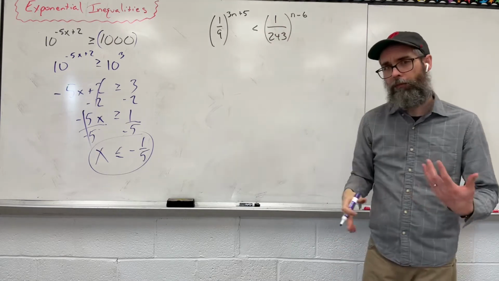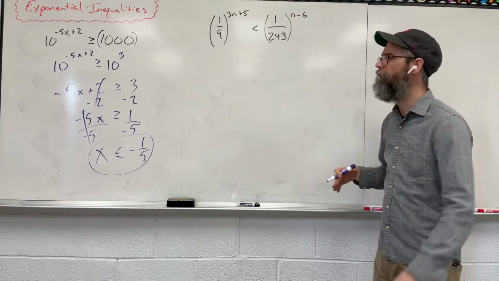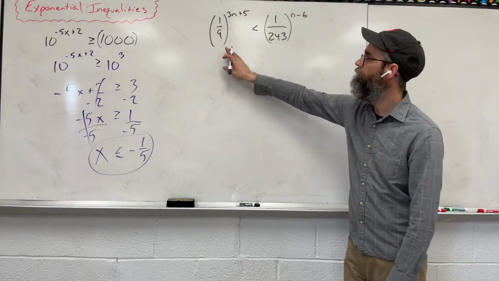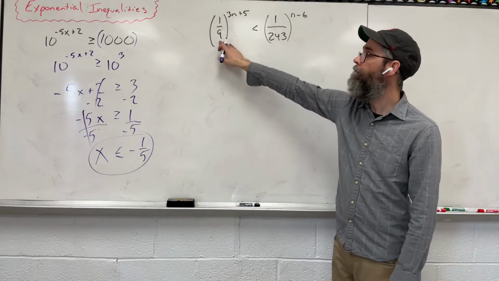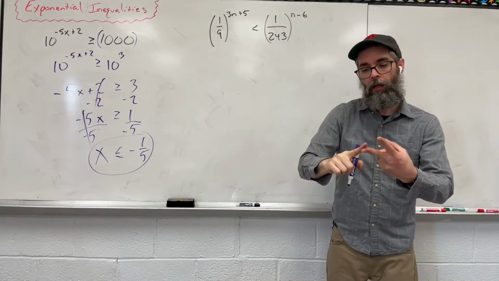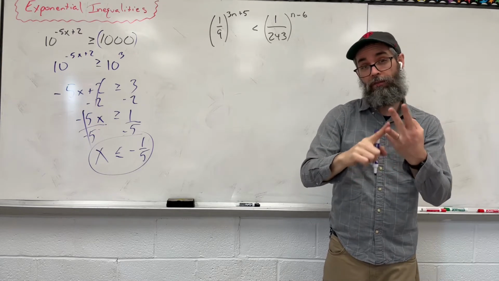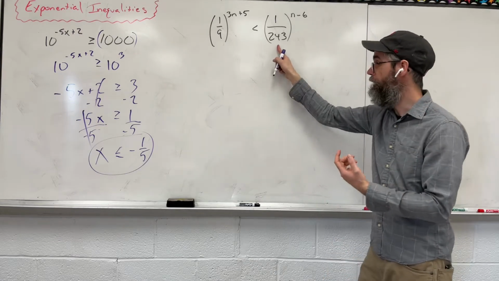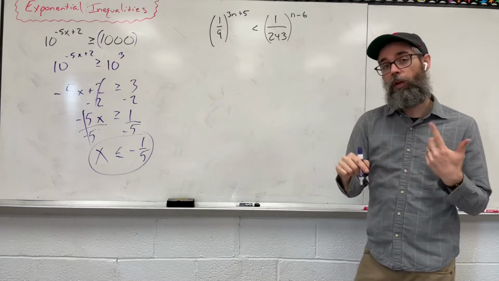This 1 up top of the fraction helps us out. It means nothing's really happening up there, which is fine. Let's just focus on the denominators. I have a 9 down here. Can I rewrite this as 9 to an exponent? Well, 9 times 9 is 81. 81 times 9 gives us 729.